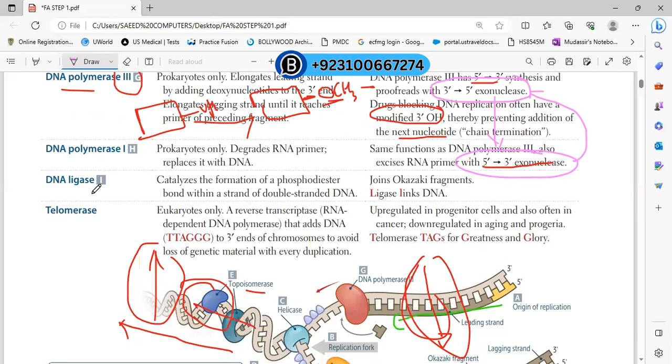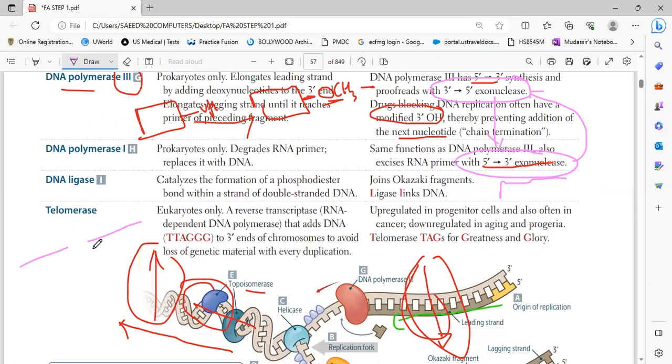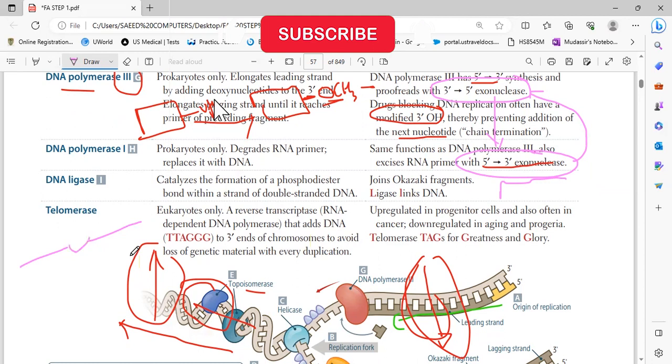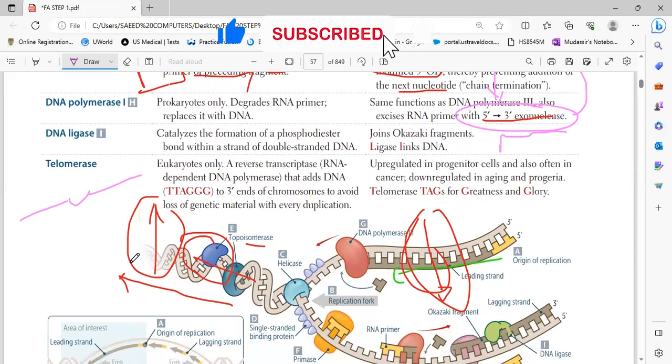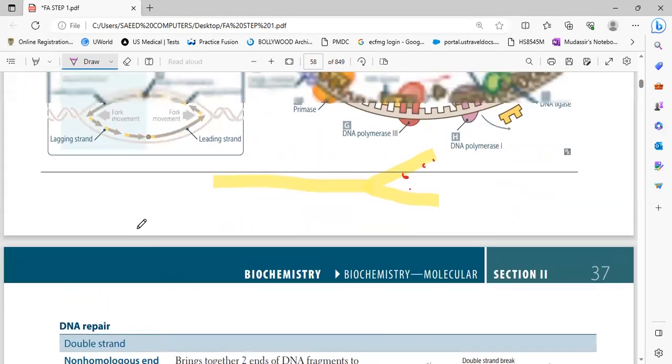DNA ligase catalyzes the formation of the phosphodiester bond. It links the DNA. When one DNA is formed, and another DNA is formed, they are combined with ligase. The next and last topic is telomerase, a very high-yield topic. It is present in eukaryotes only. It is a reverse transcriptase that adds DNA to the 3' end of the chromosome to avoid loss of genetic material with every duplication. So here I am drawing.